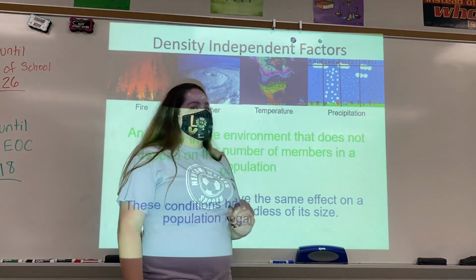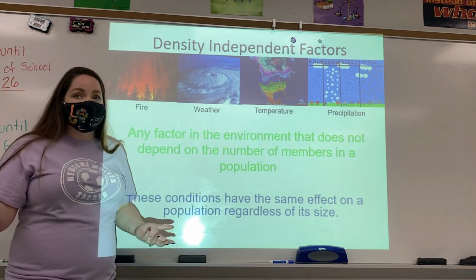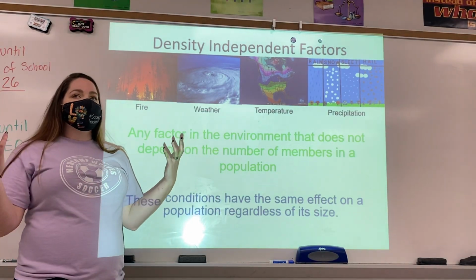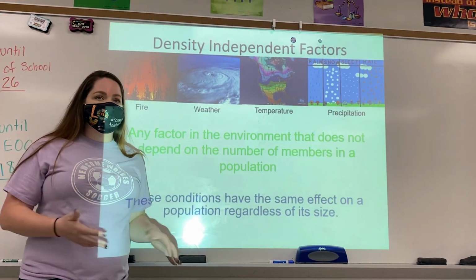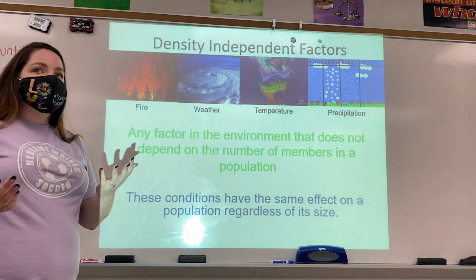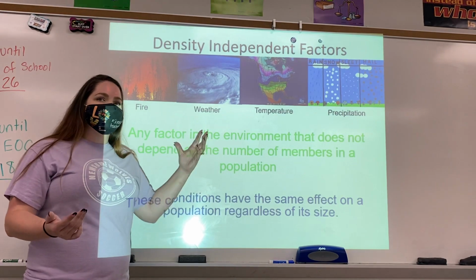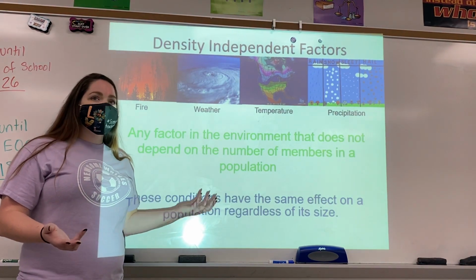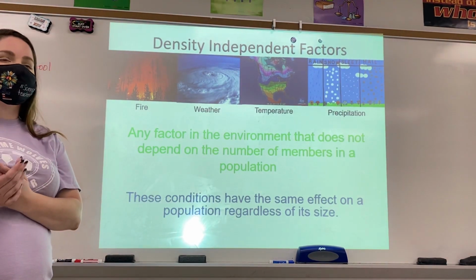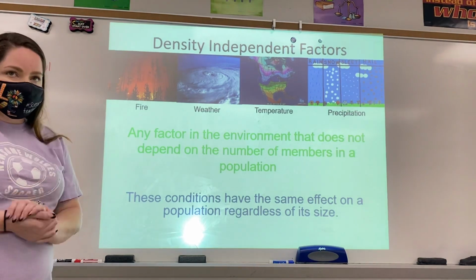The temperature is going to fluctuate no matter what. It may fluctuate more or less, but it's going to fluctuate. And then finally, precipitation. So if you are in your rainy season and you, for some reason, have a higher amount of rain this year, so you have more flooding, that flooding is not dependent on how many individuals are in that population. But that is going to affect the population growth of that population.